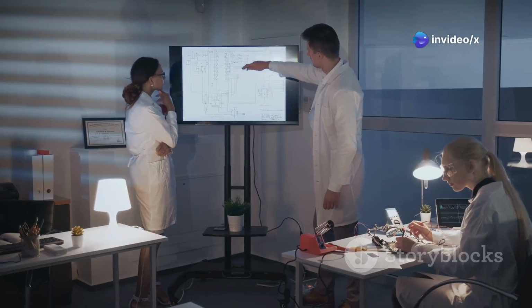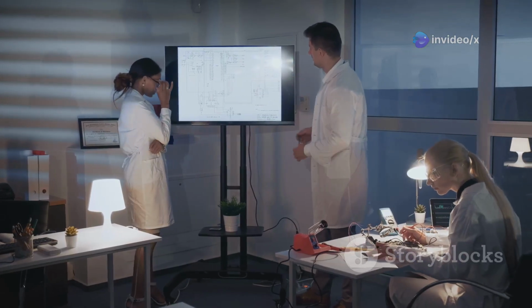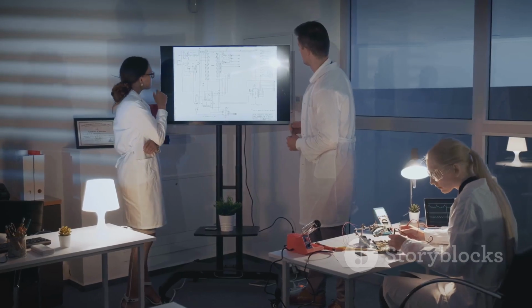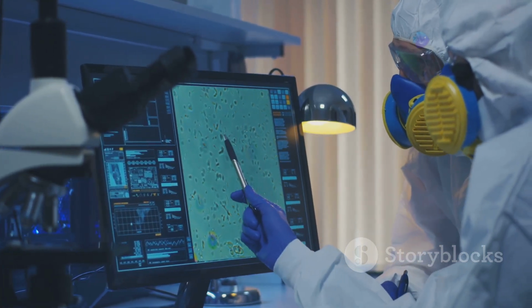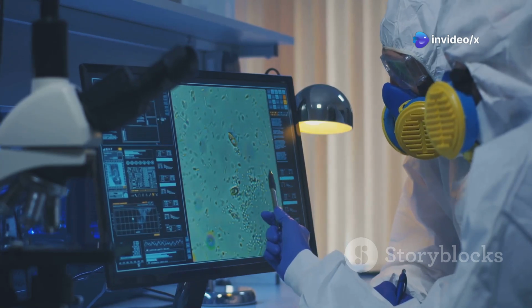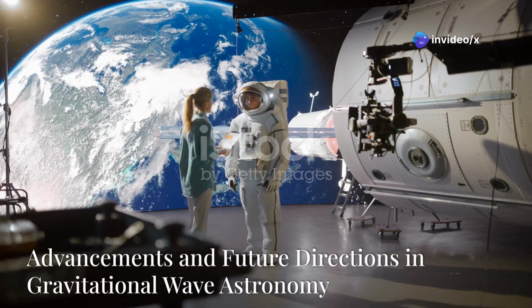These theoretical models provide a framework for interpreting the data from gravitational wave detectors. By comparing the observed data to the predictions of different models, scientists can learn about the physics that governed the universe's earliest moments.